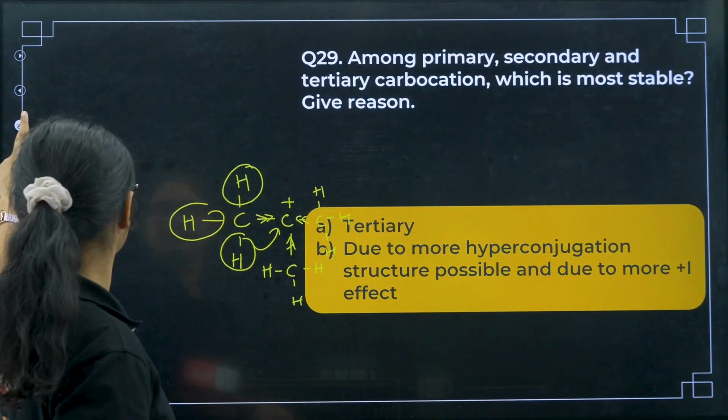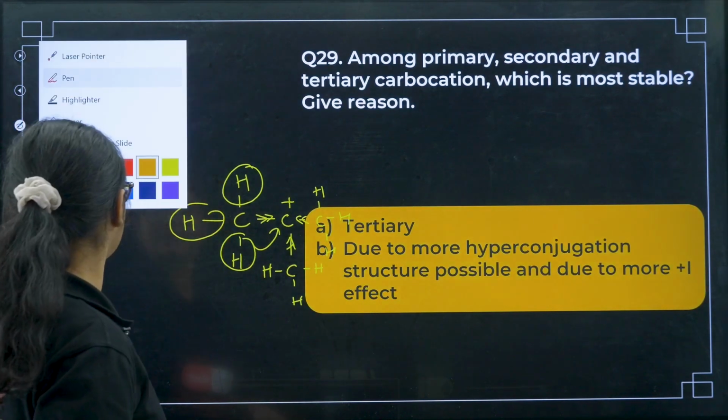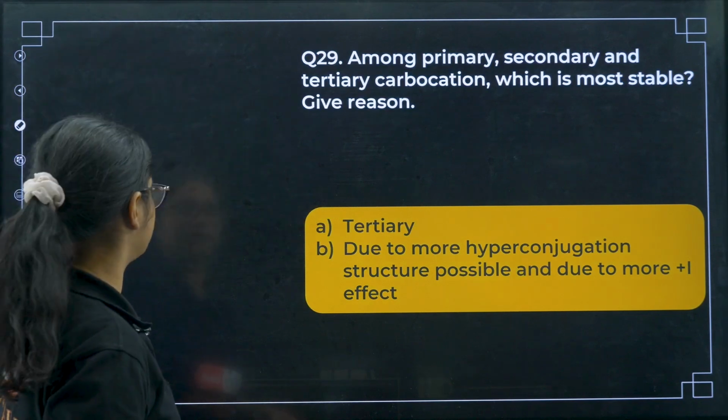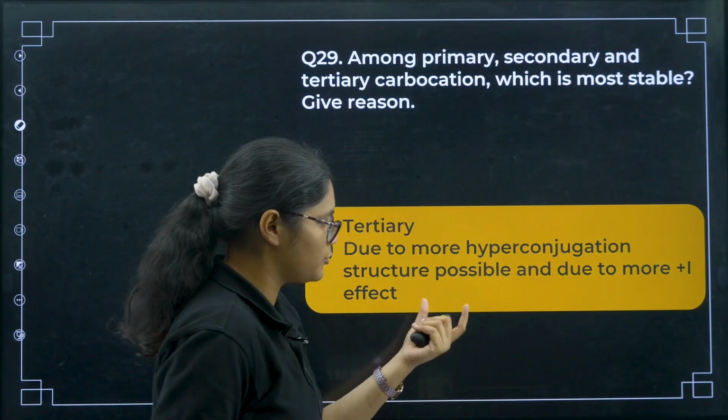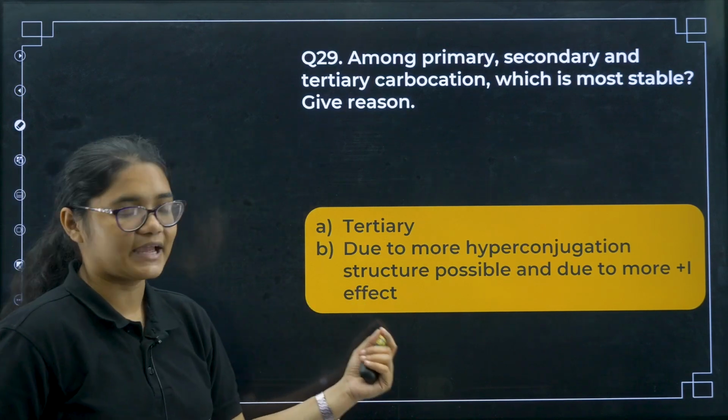Okay, so what is the reason? See, first you have to write the answer, that is tertiary group. Okay, next, what is the reason? Due to the more hyperconjugation structures possible and due to plus I effect.